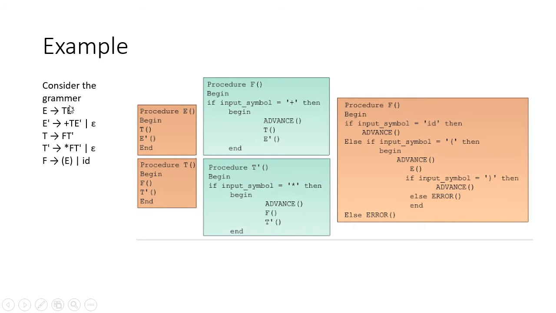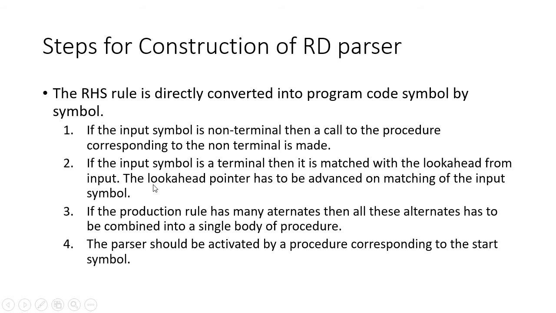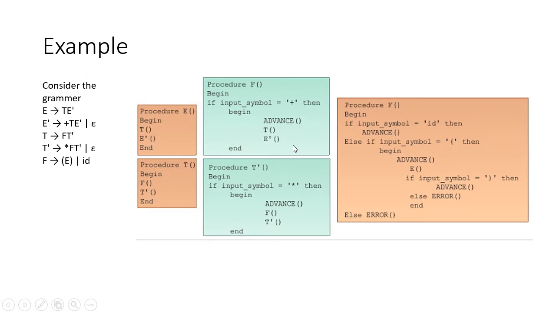Now T and E dash are non-terminals. So in the steps, if the input symbol is a non-terminal, then a call to the procedure corresponding to the non-terminal is made. So that is what we have done. T is a procedure, E dash is a procedure. So similarly, it is calling procedure T. Now in T what does it have? F T dash. Again in T dash what does it have? It has an asterisk.